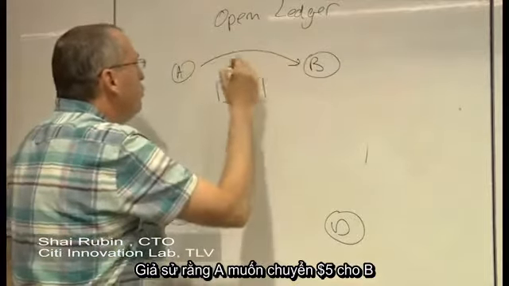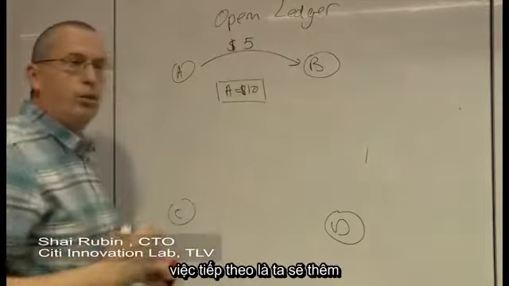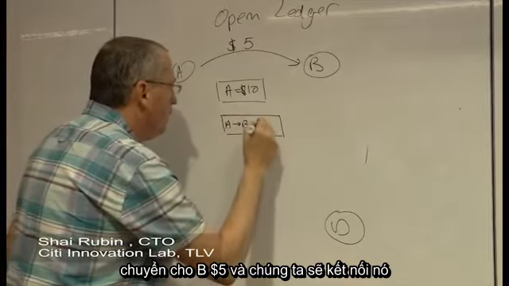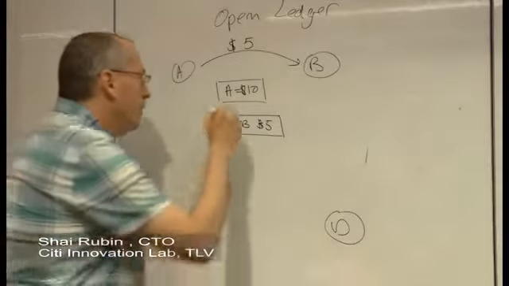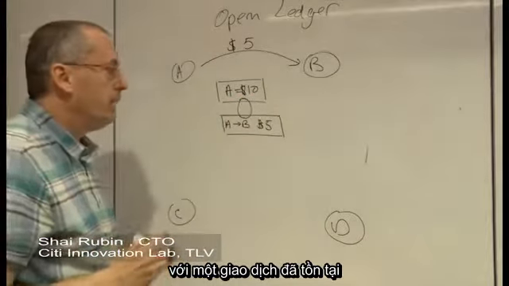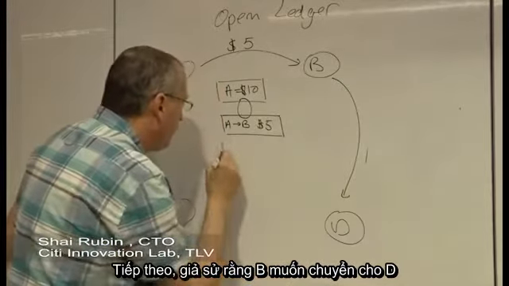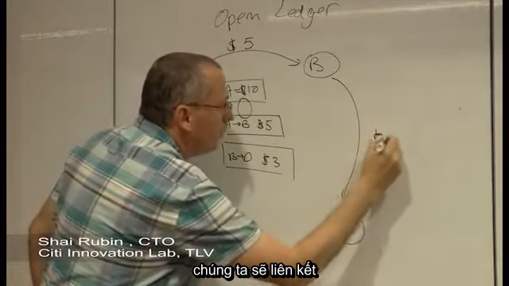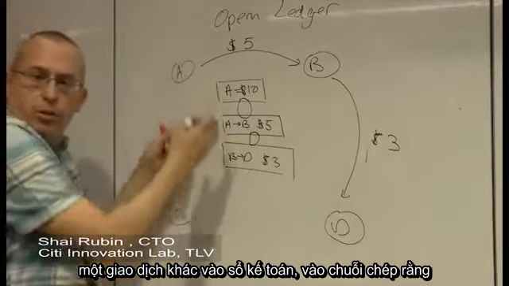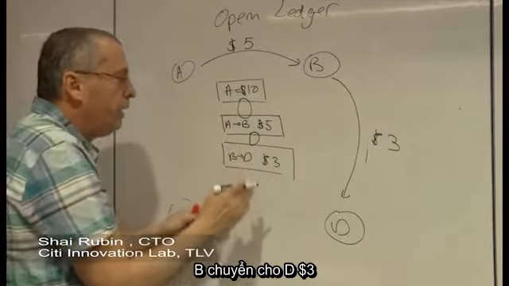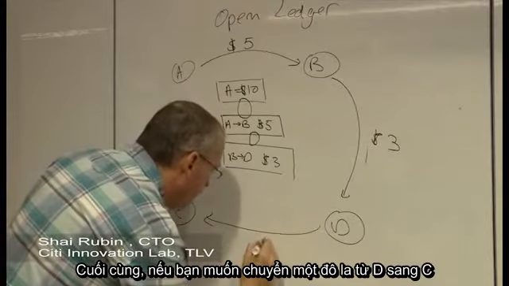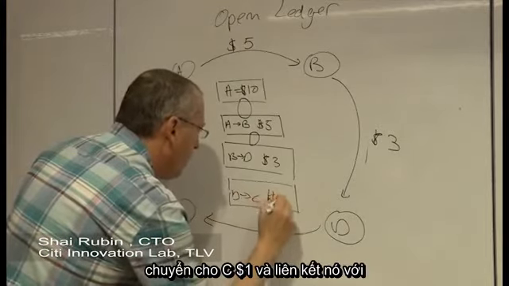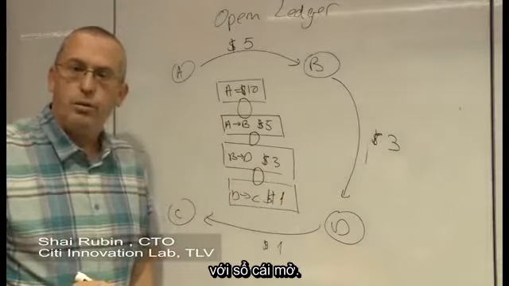Let's say that A wants to move to B $5. What is going to happen is that we are going to add a transaction, A moves to B $5, and we are going to link it into the already existing transactions. Then let's assume that B wants to move to D $3. So we are going to do the same. We are going to link another transaction into the ledger, into the chain, that says B moves to D $3. Finally, if we want to move $1 from D to C, again we will do the same process. D moves to C $1 and we link it to the open ledger.